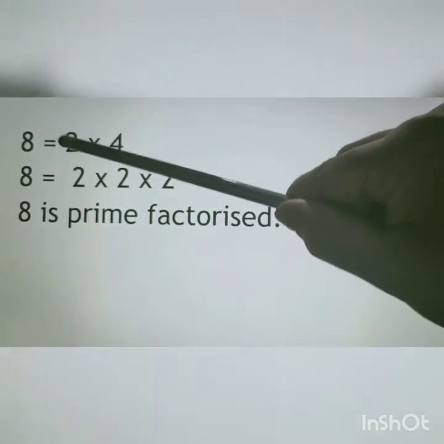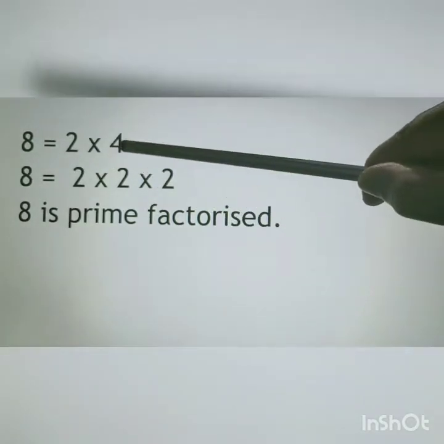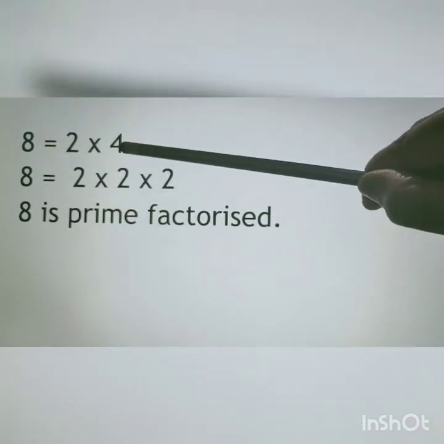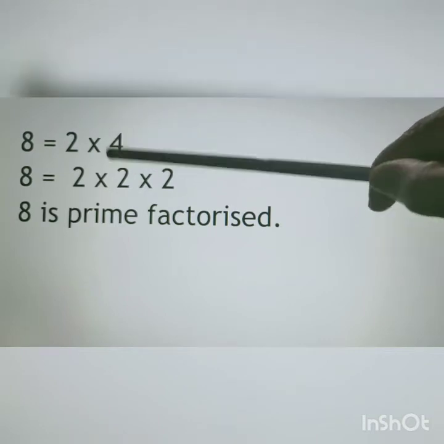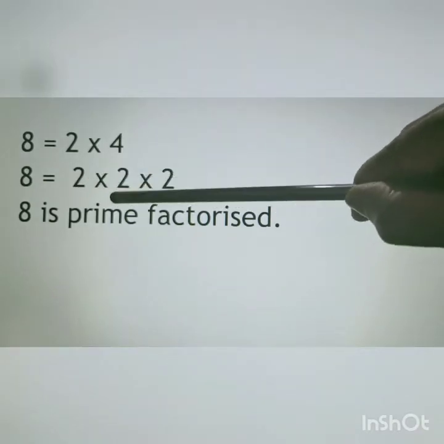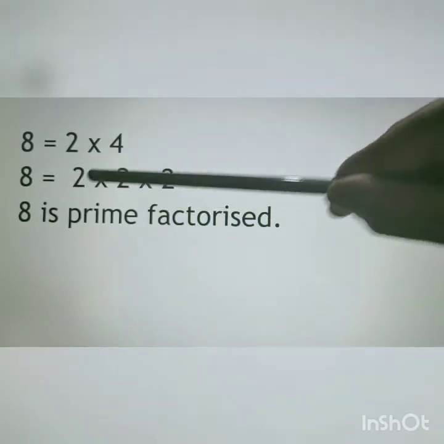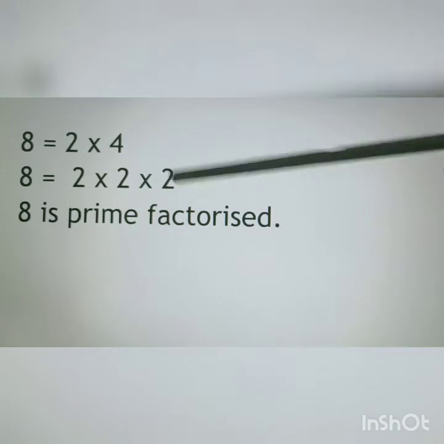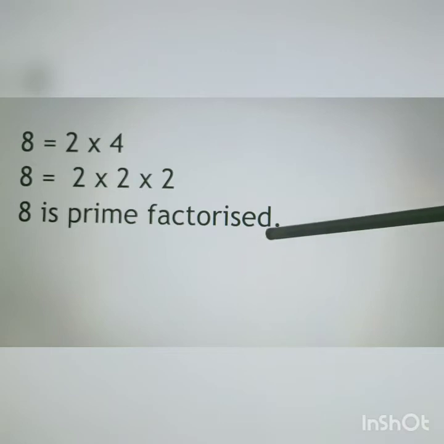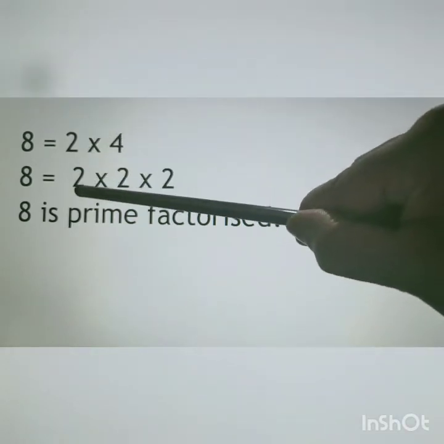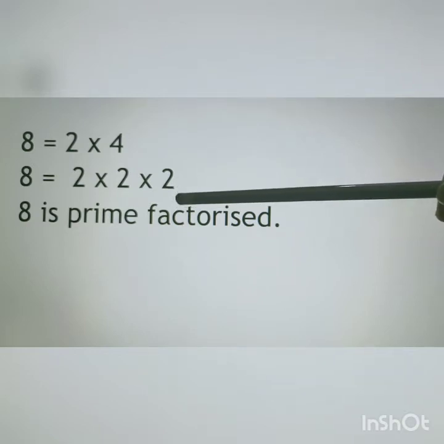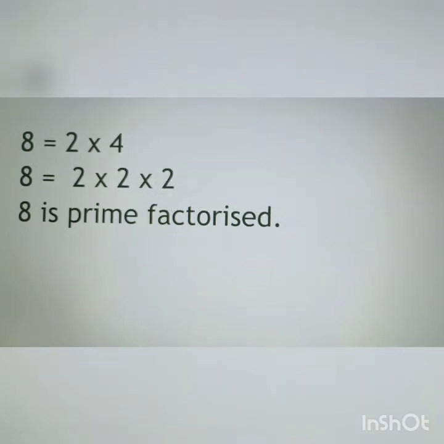We know 8 is equal to 2 into 4, and 2 is a prime number. Now 4 is a composite number and we can write 4 as 2 into 2. Therefore 8 is equal to 2 into 2 into 2, and this 2 is a prime number. So now we can say 8 is prime factorized because all of its factors are written in the form of prime numbers, a product of prime numbers.